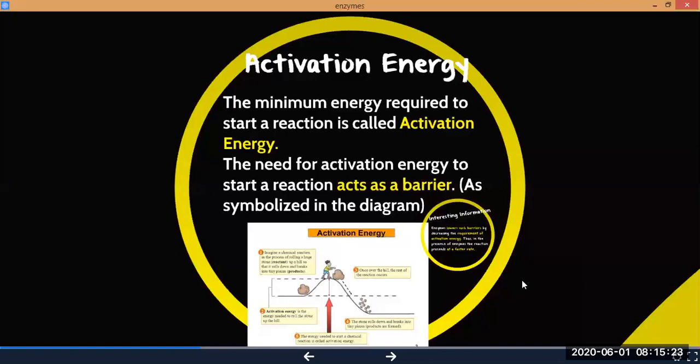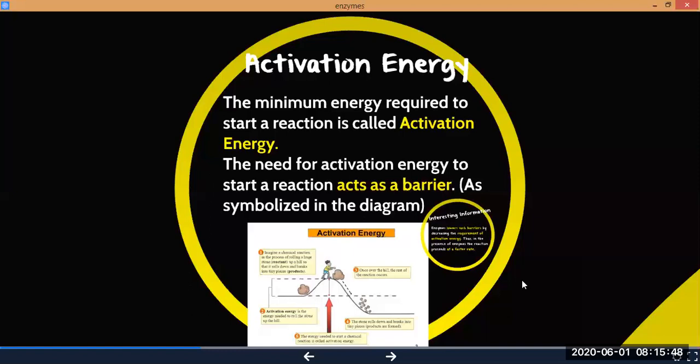But some reactions happen at room temperature, some reactions happen at 0 centigrade, which means they require quite less energy. And some other reactions occur at 100 centigrade or 140 centigrade or 400 centigrade, which means those reactions require a lot of energy to start the reaction.